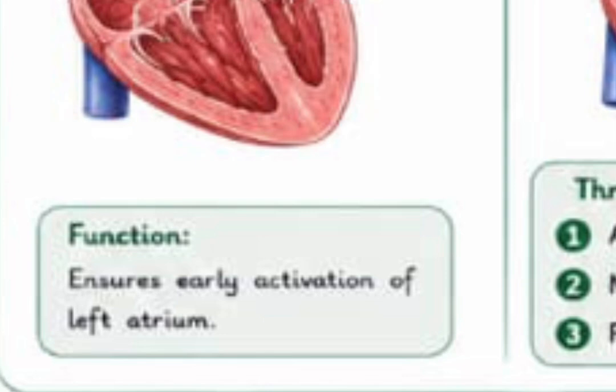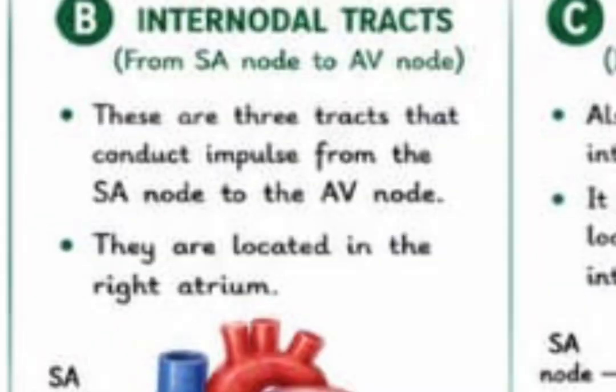atrium, because after the right atrium has been stimulated, it has to switch to the left atrium through the Bachmann fibers. Now the next one is what we call the internodal tract. The internodal tract conducts action potential from the SA node to the AV node, because after the action potential in the SA node contracts the right atrium and spreads to the left atrium, the next place it has to go is the AV node.